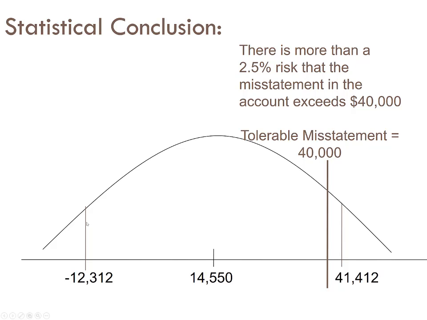And also notice, guys, that we set an understatement tolerable misstatement of 40,000, which would be way out here in the tail. So there's very little chance that the account is understated. But because one of the tolerable misstatements was inside the interval, our overall conclusion is that it's materially misstated and most likely materially overstated, not understated.